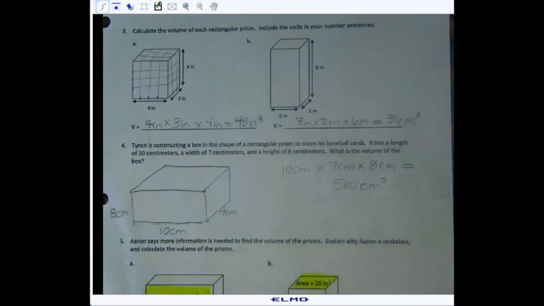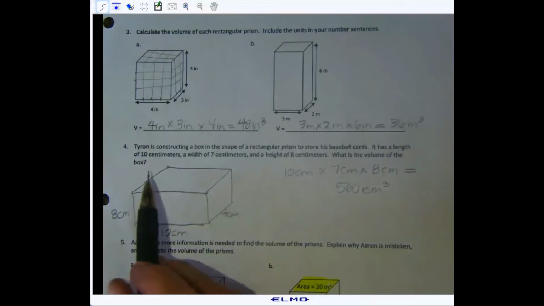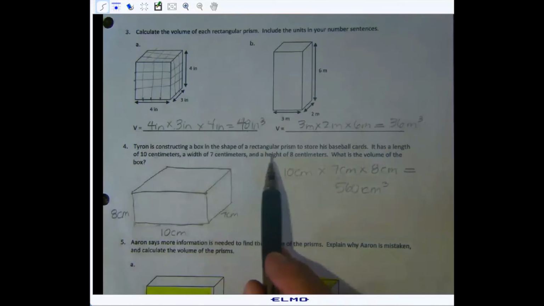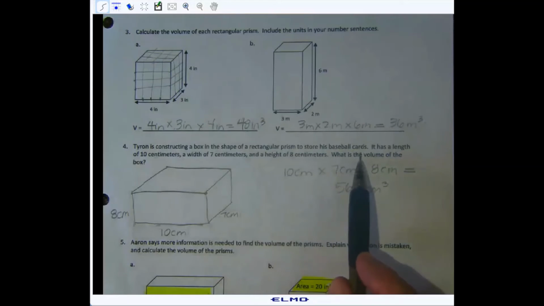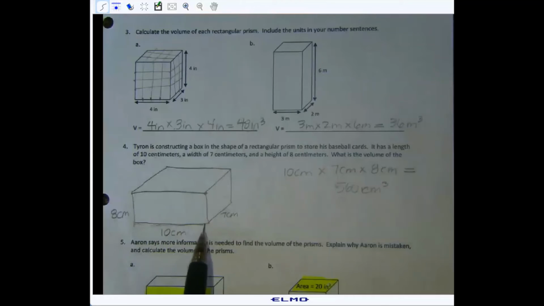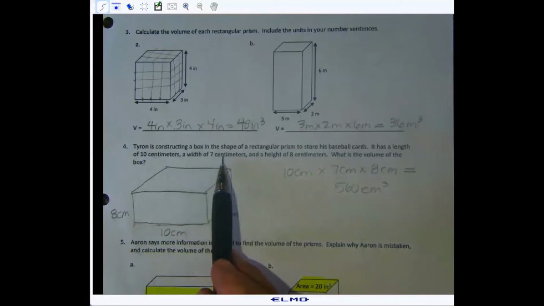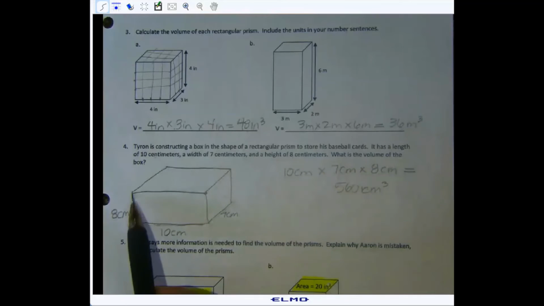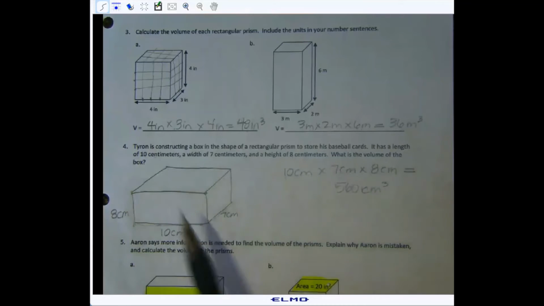All right, now we have to draw a box. Tyron is constructing a box in the shape of a rectangular prism to store his baseball cards. It has a length of 10 centimeters. There it is right there. A width of 7 centimeters. There it is right there. And a height of 8 centimeters. There it is right there. What is the volume of the box?